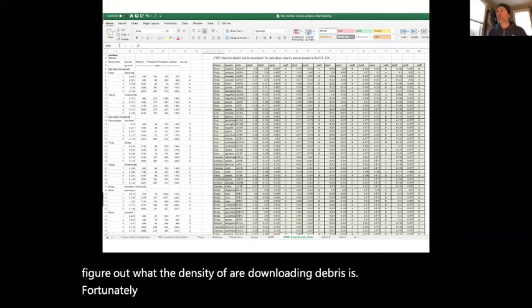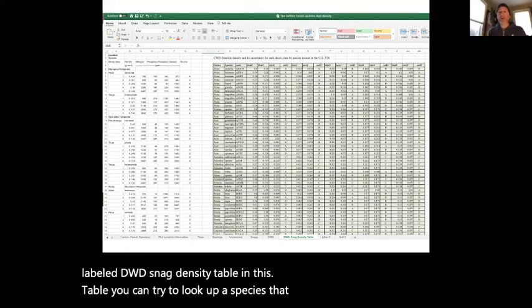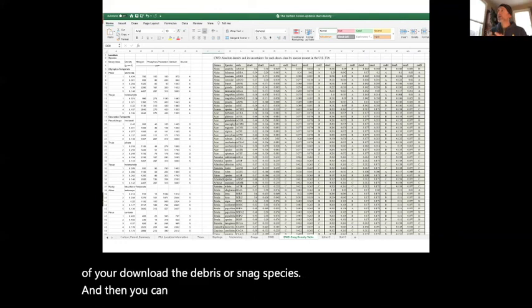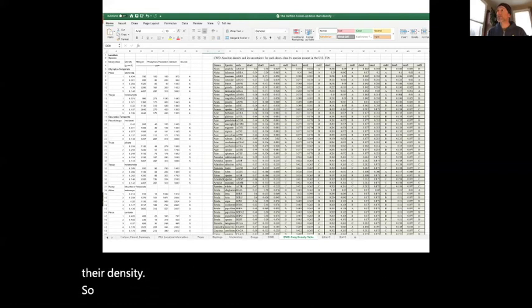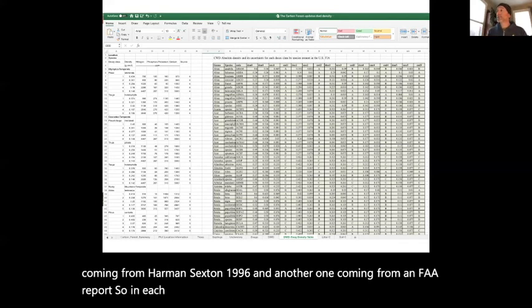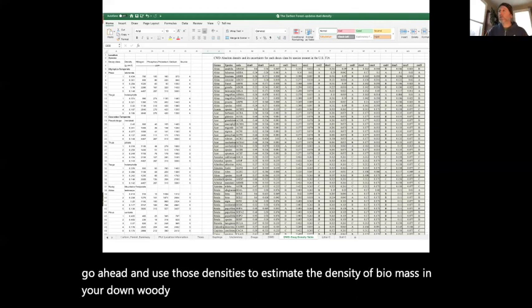Fortunately, some people have done this work for you, and you'll see a tab labeled DWD-snag density table. In this table, you can try to look up a species that is as close as possible to each of your down woody debris or snag species. And then you can see, based on their decomposition code, we can estimate their density. So that's a nice feature. You'll see two separate tables here. One of them coming from Hartman and Sexton, 1996, and another one coming from an FIA report. So in each of these, you'll find some good estimates for density, and go ahead and use those densities to estimate the density of biomass in your down woody debris, and enter the appropriate values on the spreadsheet.